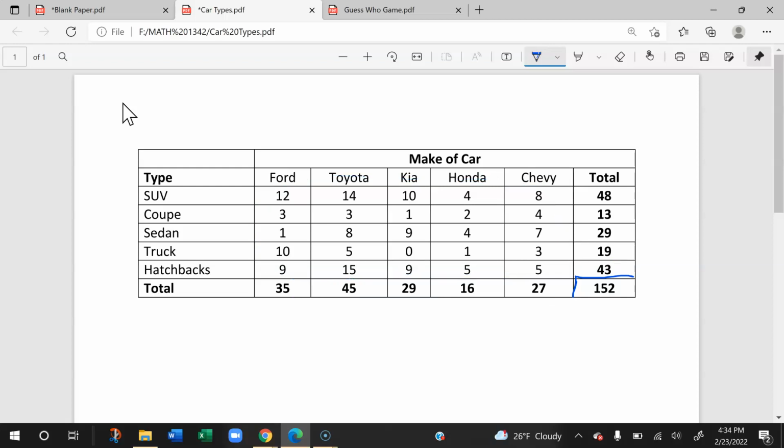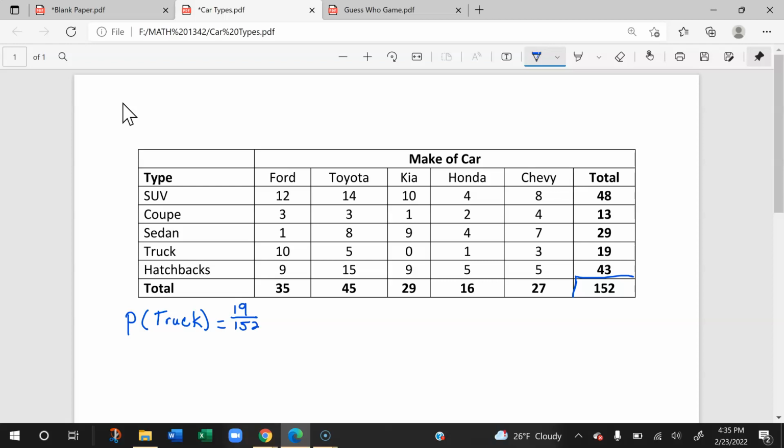Now, we use the contingency table to look at different types of probabilities. We can look at basic probabilities. Say I want the probability that if I select any car, that it is a truck. So the probability that it's a truck. So I can come here to trucks. Okay, so there's 19 trucks. And there's a total of 152 vehicles.